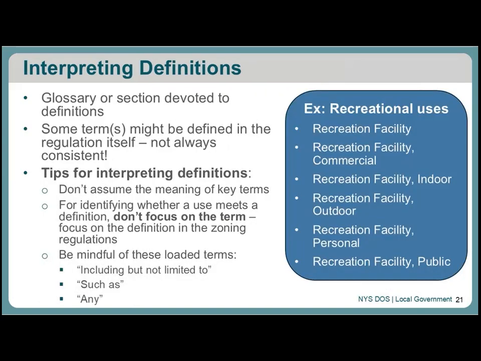And then when you're interpreting definitions, we have some tips here for that as well. You're going to first consult, hopefully, a comprehensive glossary or section devoted to definitions. For the most part, hopefully things are defined there, but you often will find definitions embedded in the zoning itself, and there may not be consistency about that. So be on the lookout for definitions folded into the zoning text and not included in the definitions in the back. Sometimes it's in both places.